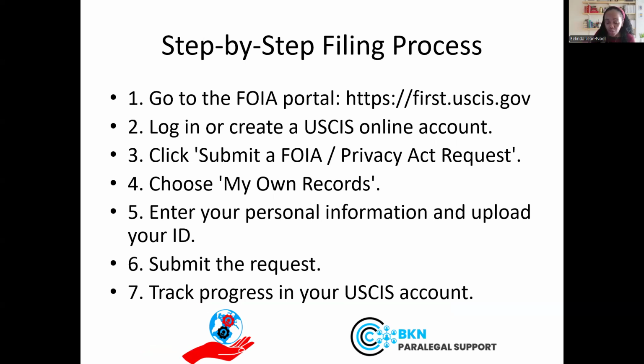You're going to get your own records. You can request a record on behalf of someone else if they passed away. You are going to need proof of their death. Usually attorneys do it on behalf of others, but in this example, this is you doing it for yourself. You're going to enter your personal information, upload your ID, submit the request, and then I'm going to show you how to track your progress with USCIS. Alrighty then, so let's get started on it.